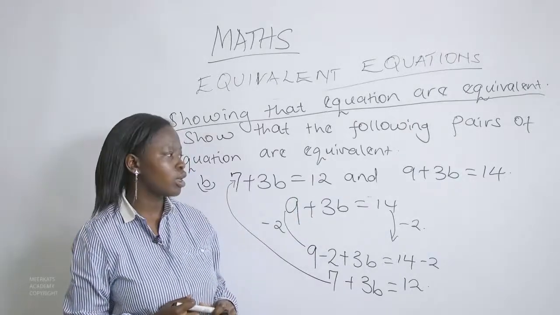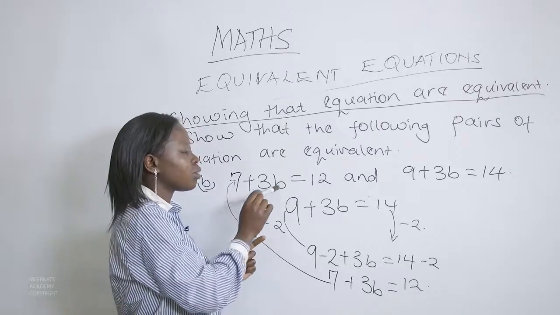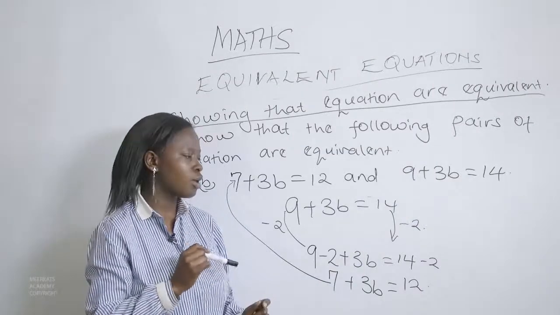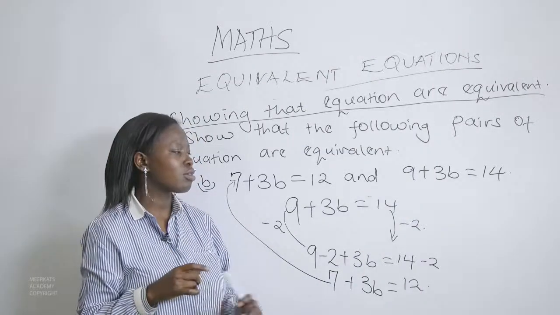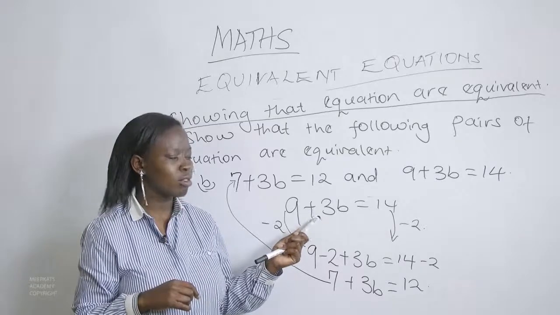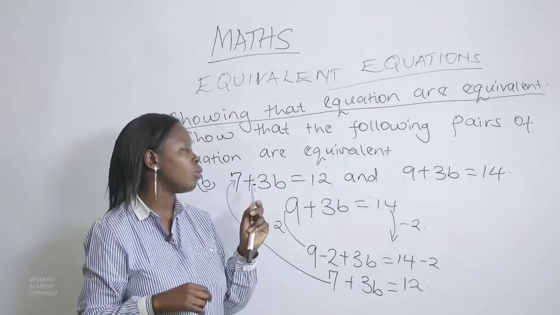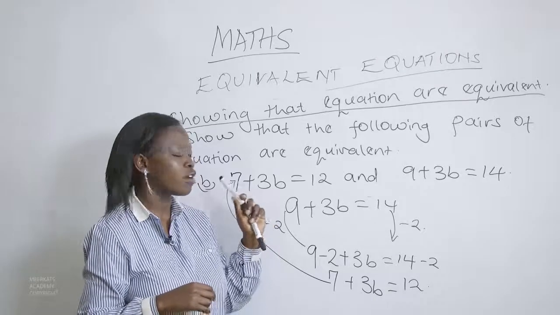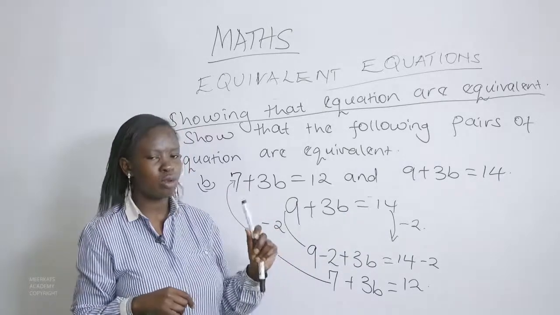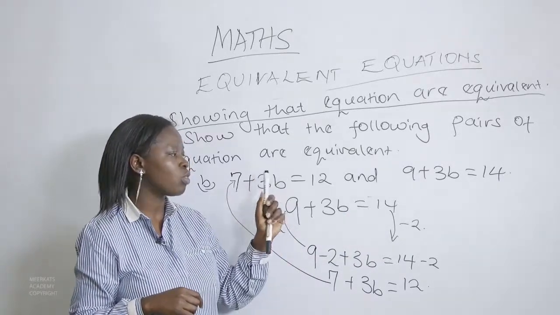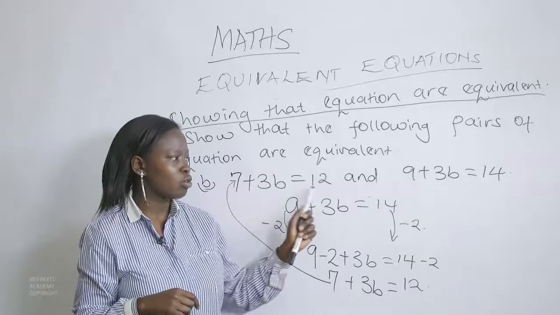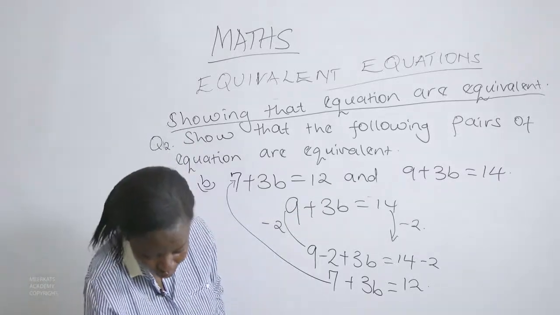So since it is possible to obtain a similar equation from whatever is here, then it means that these two equations are equivalent equations. That is, 7 plus 3b is equal to 12 and 9 plus 3b is equal to 14 are equivalent equations, because there is a number that I can subtract from the second equation, both on the left hand side and the right hand side, and obtain the same equation that we have as our first equation. So subtracting a number on both sides makes us obtain a similar equation with what is here. So since it is possible to obtain a similar equation, we are saying that the two equations are equivalent equations.